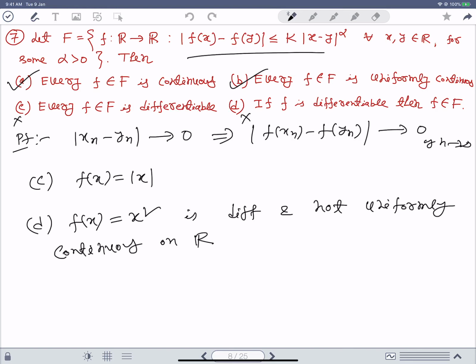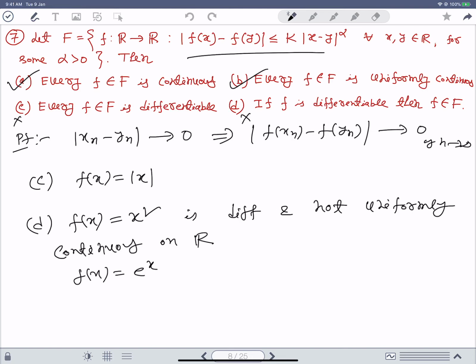Sir, how can we say that f of x equals x square belongs to capital F set? No, it is not. It says if f is differentiable, then f belongs to F. Here f is differentiable, but f is not in this set. Another example is e to the power x. You can take f(x) equal to e to the power x. This is also differentiable, but not uniformly continuous. So, you have to just choose one function which is differentiable but not uniformly continuous. Therefore, we can say that this is not in that set, because any element from this set should be uniformly continuous, right.